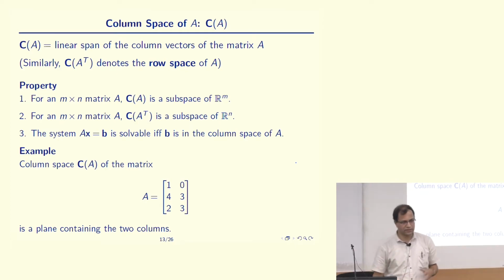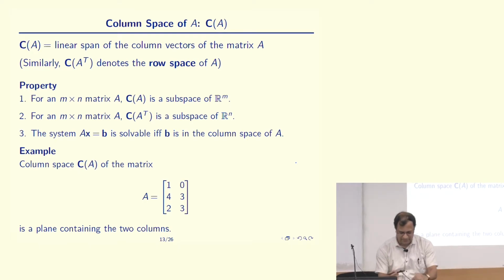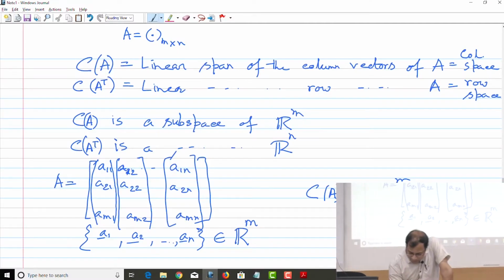How to prove that? It is an if and only if condition. It's not only one direction: if there is a solution, then this condition will be true, that is, b will be in the column space of A. And if b is in the column space of A, then it will have a solution. So how to prove this? Let's just sketch the proof a little bit. Go to the next slide.